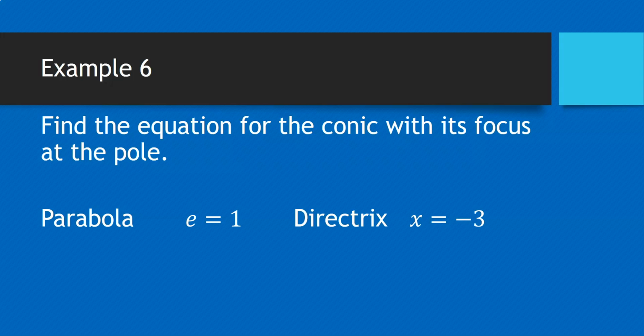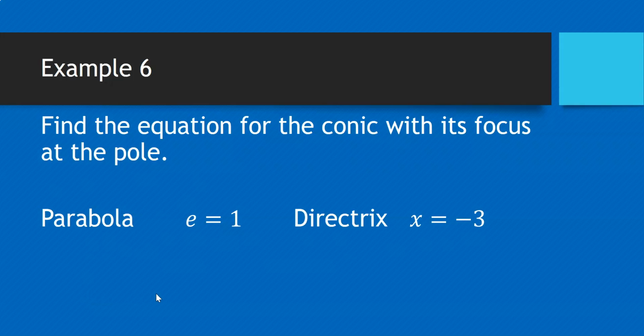And obviously all of these conics are going to have a focus at the pole. So let's go into an example here. We're going to have a parabola, and obviously all parabolas have to have eccentricity of 1, and a directrix which is x equals -3. I want to come up with the equation for that parabola. Again, this parabola will have its focus at the pole.